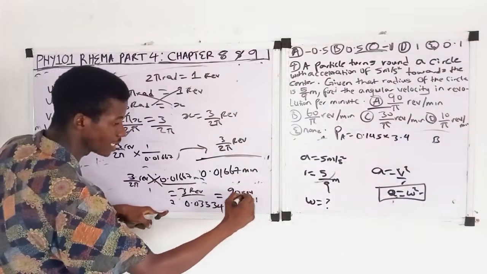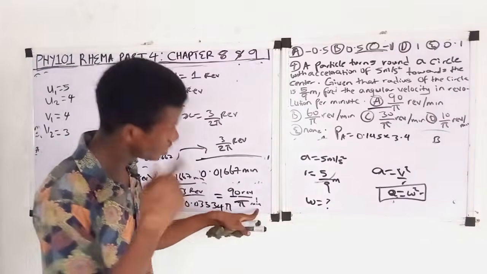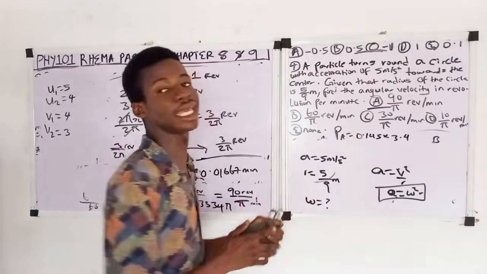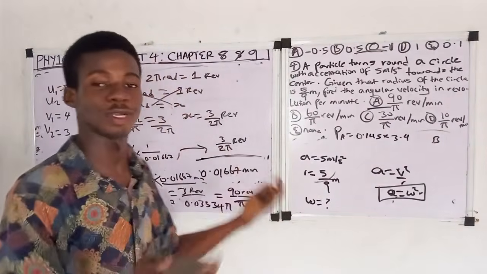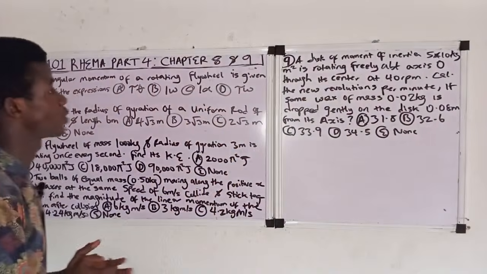So now we got 90 revolutions divided by what? Dividing by pi in minutes. So the answer is A. Now let's move to the next questions. So now let's continue with these last few questions, okay?